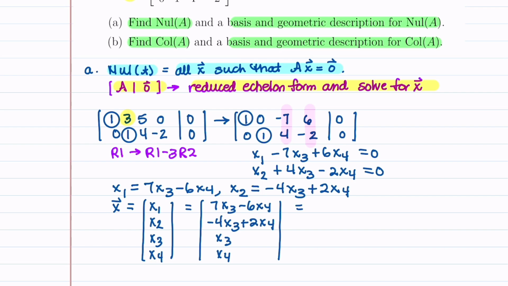Now what we're going to do is we're going to split this apart. We're going to have one vector that is a multiple of x3, and that's going to be 7, minus 4, 1, and 0. And then we're going to have x4 multiplying the vector minus 6, 2, 0, 1.